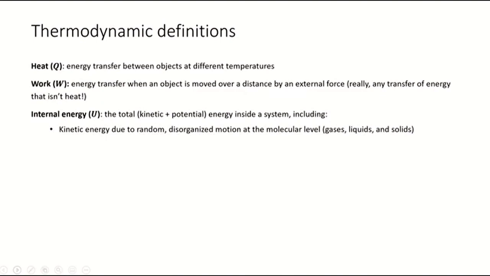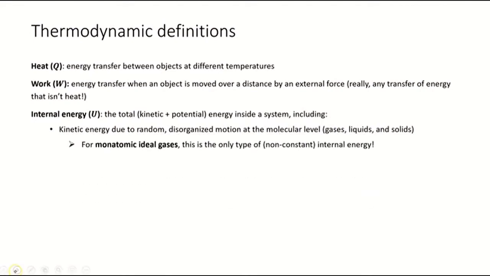All right, so the first energy term that's included in the internal energy is the kinetic energy of individual molecules in the system. So this is really random, disorganized motion at the molecular level, and we're thinking about the kinetic energy of each individual molecule in the system and adding it up. And that's going to be one component of the internal energy. So gases, liquids, and solids will all have a component of the internal energy due to this random motion of the individual molecules in the substance.